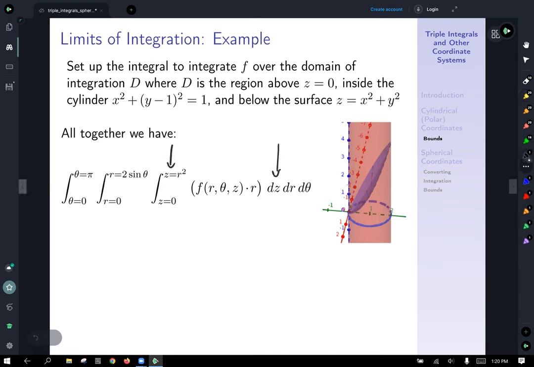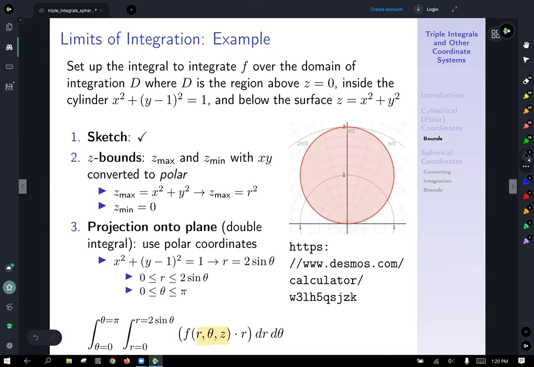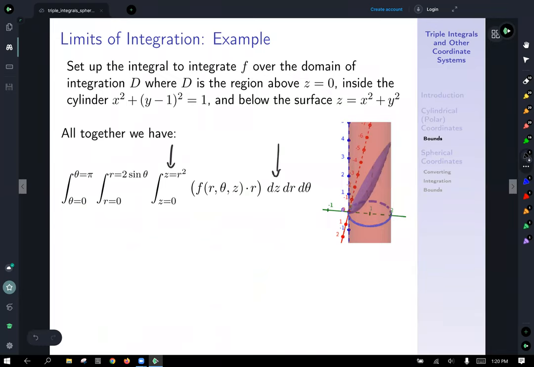Notice that, back on the prior slide, I emphasized that the r dr d theta that comes along with the area differential for polar coordinates is included in the integrand. You have to make sure that you incorporate that into the resulting integral. So that's the process of setting up limits of integration using polar coordinates and triple integrals. Sorry, I call it polar coordinates a lot. Cylindrical and polar coordinates are really the same thing, with z just being in terms of polar coordinates.